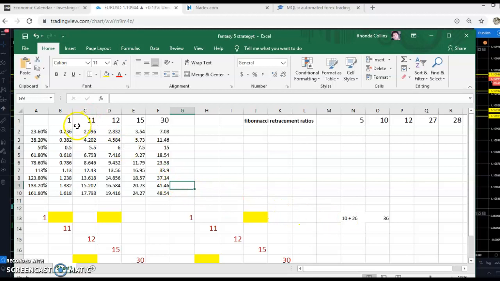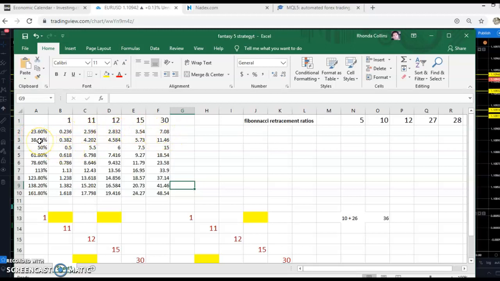And so I used these numbers here in this column. What you do is, once you get these numbers, you multiply this number by that number, and then the 11 by the 23.60, and the 12 by the 23.60, and the 15 by the 23.60, and the 30 by the 23.60, and you get all of these numbers here in this row.